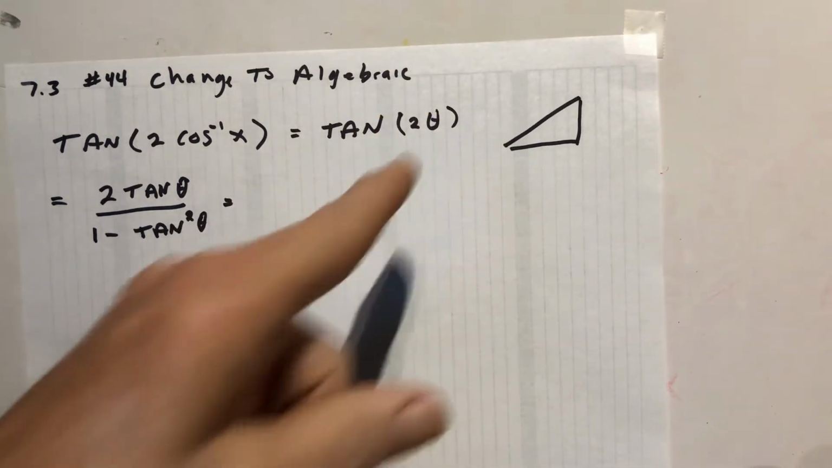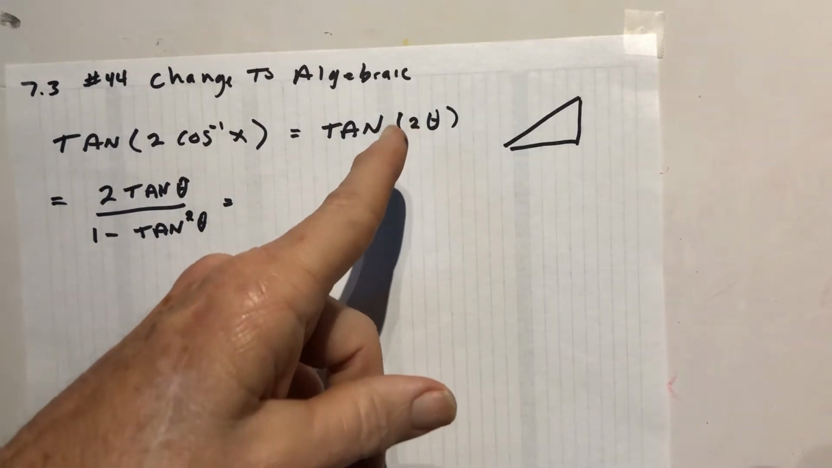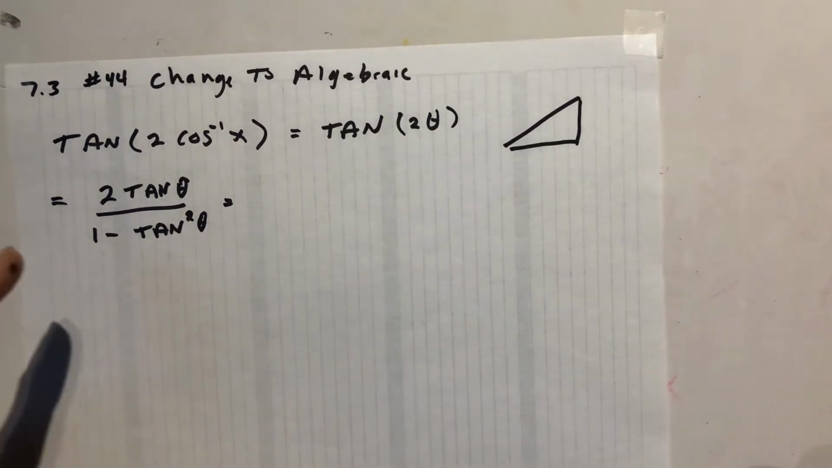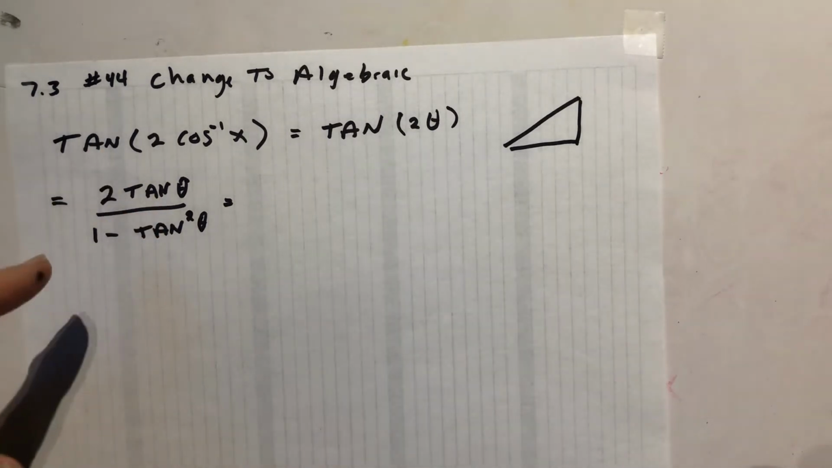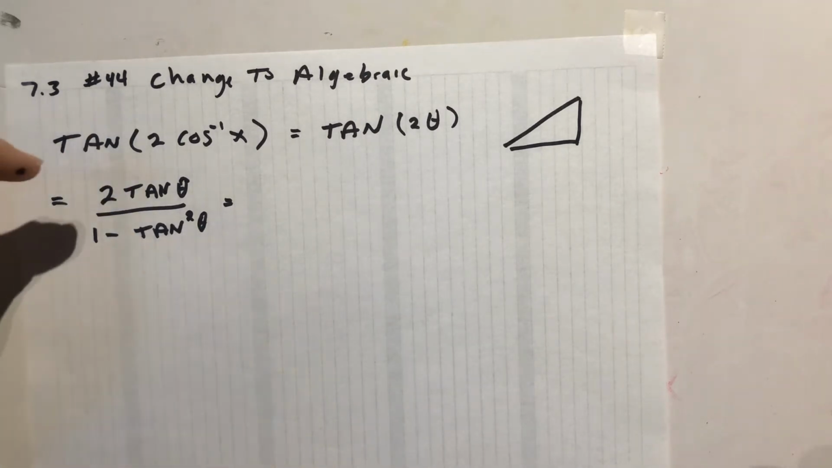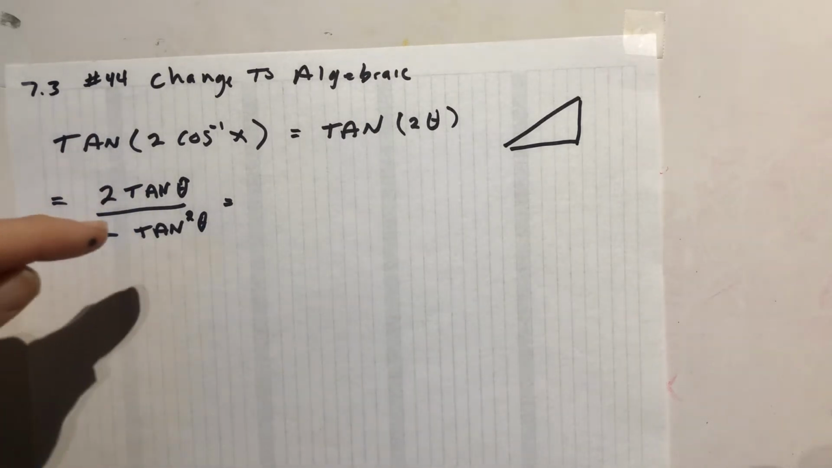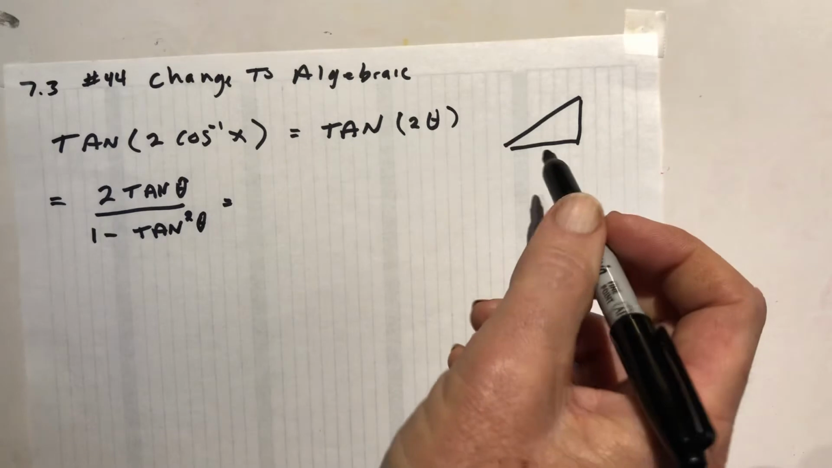So look at your formula sheet and find the formula for tangent of 2 theta. And it's 2 tangent theta over 1 minus tangent squared theta. So they're both tangent theta, but this one's doubled, and this is 1 minus its squared. All right, what is tangent? Well, we got to go to our triangle.